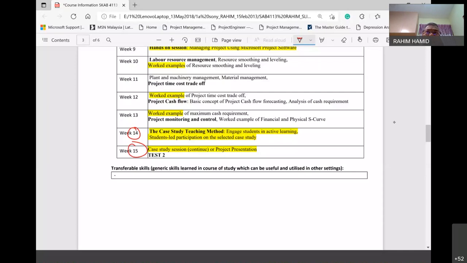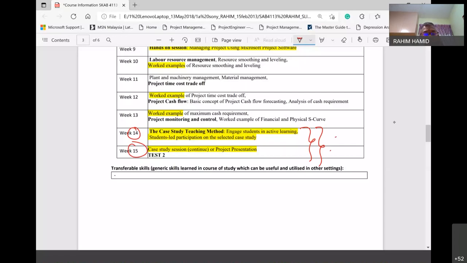Then we get together, and you are going to be asked question after question. If, for instance, you are able to answer the question, you will score some marks. That is what case study is all about. Instead of me talking all the time, now it is the other way around, okay. So that will be 5%.